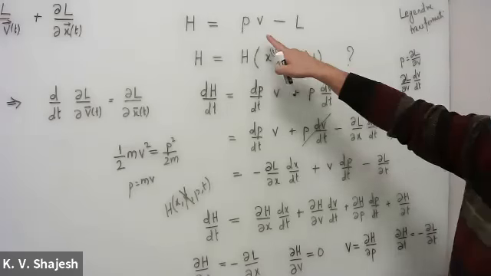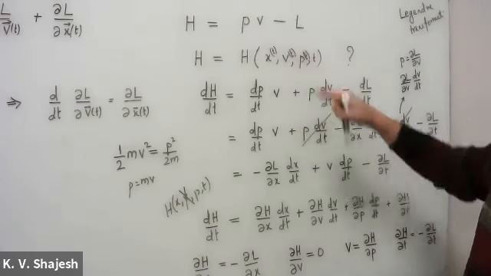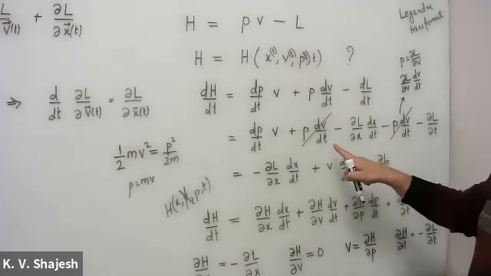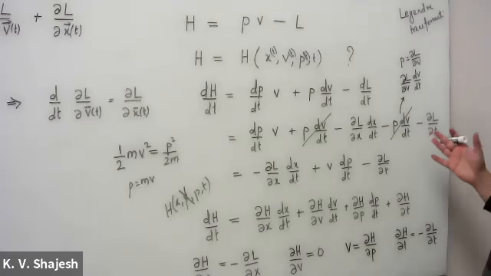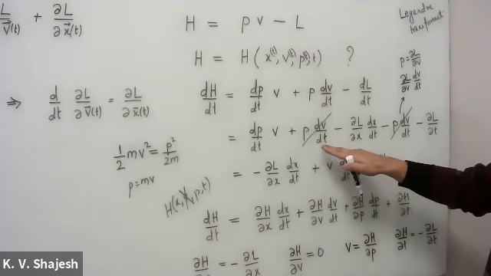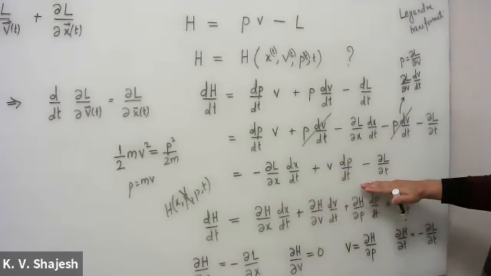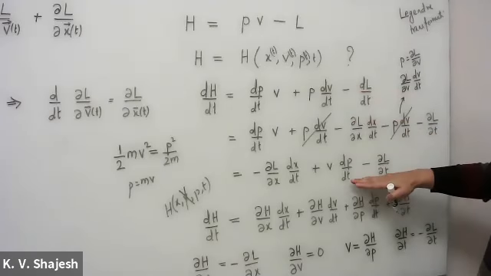And due to this construction, PV minus L, what happens is that these two cancel out. Now what's the implication of that? So that cancels out, and I have this. That is doing it explicitly.